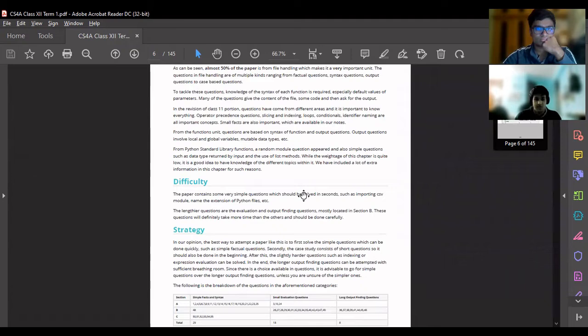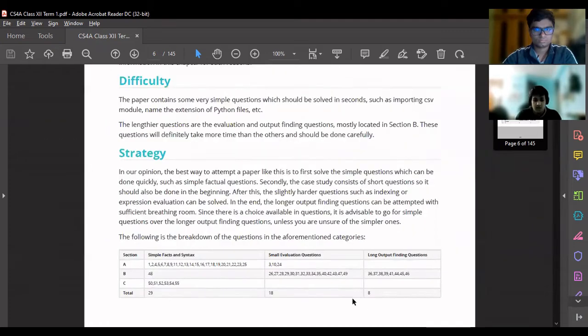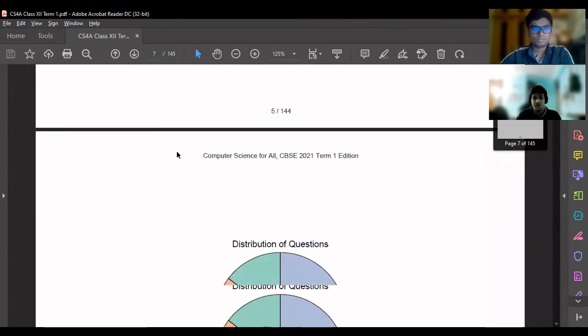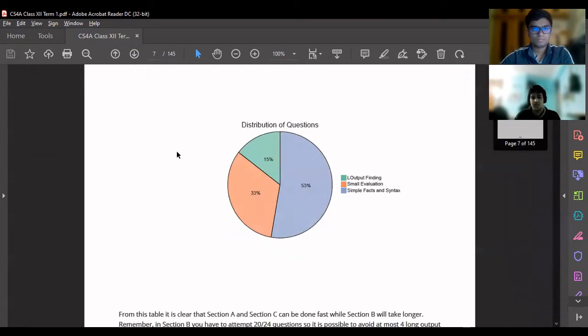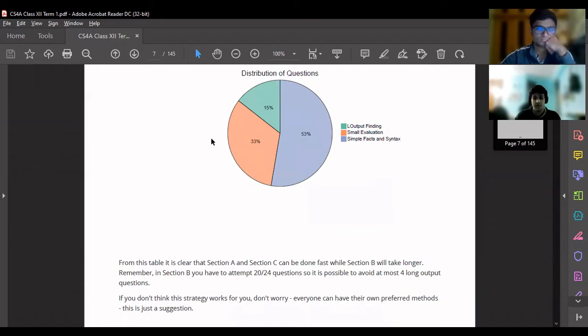Over here, you can see a strategy that we can use to attempt this paper, because we've also distributed these questions in the form of the time it'll take to solve these questions. So we have single facts and syntax, small evaluation questions, and long output finding questions. All these types of questions we have here, and we've divided them. We've also given a pie chart for that as well to see how the distribution of these questions is according to the time they'll take to solve them. And based on that, we've given you a strategy to efficiently solve this and solve with maximum accuracy.